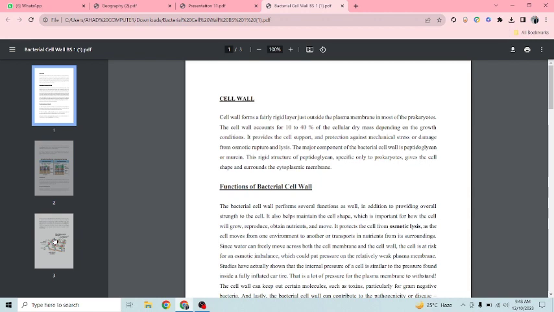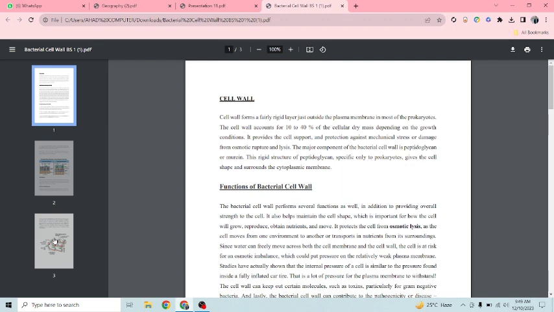The major component of the bacterial cell wall is peptidoglycan, or murein. This is a structure of peptidoglycan specific only to prokaryotes, gives the cell shape and surrounds the cytoplasmic membrane. Functions of the bacterial cell wall. The bacterial cell wall performs several functions as well.